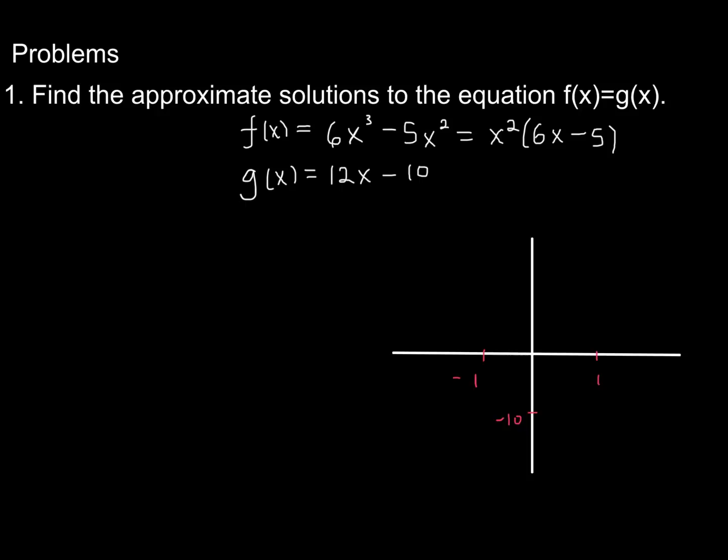Alright, so I'm going to go ahead and use different colors here. I'm going to sketch the cubic polynomial first. So I have a couple of roots. The first is a repeated root at 0, and the second is a root at 5/6, and 5/6 is a little less than 1. So here we know the end behavior is increasing to the right and decreasing to the left.